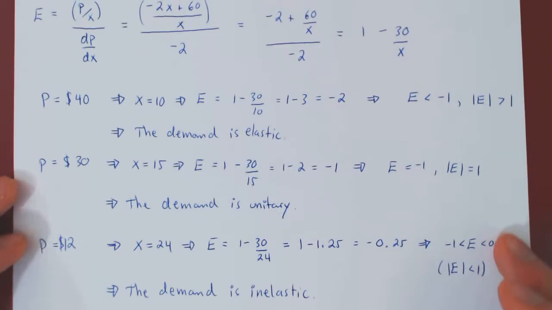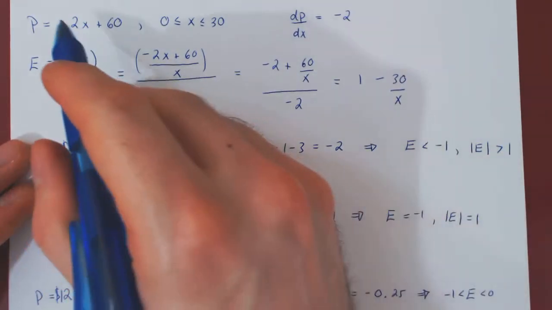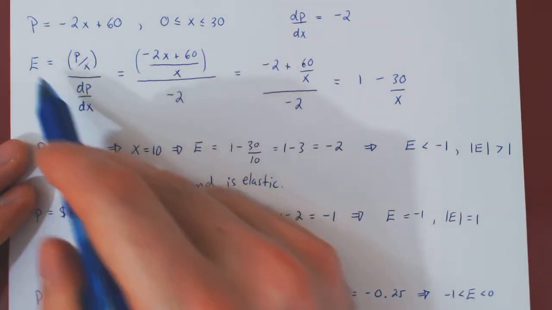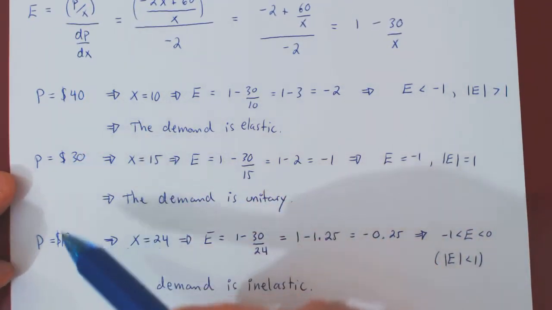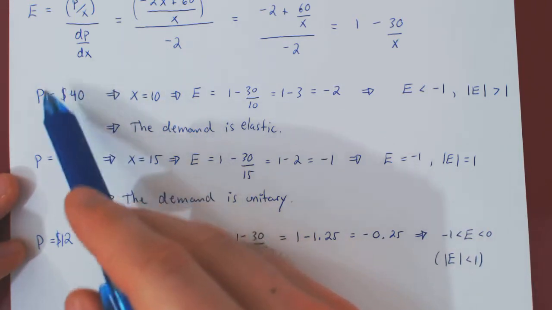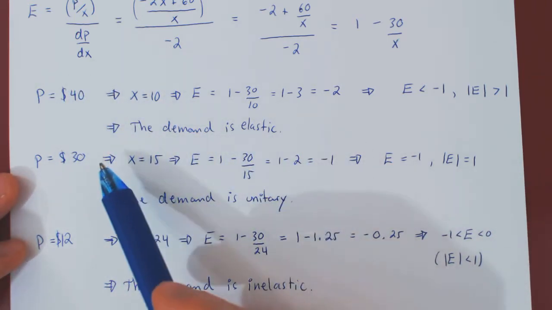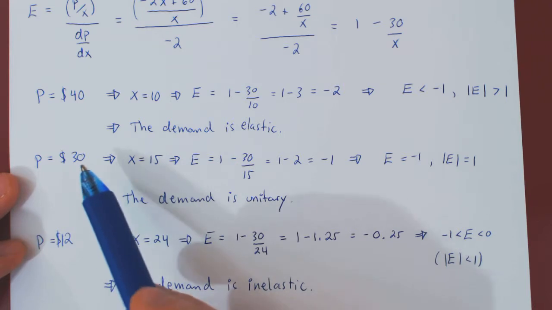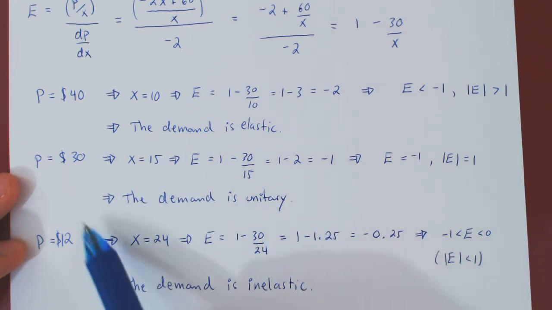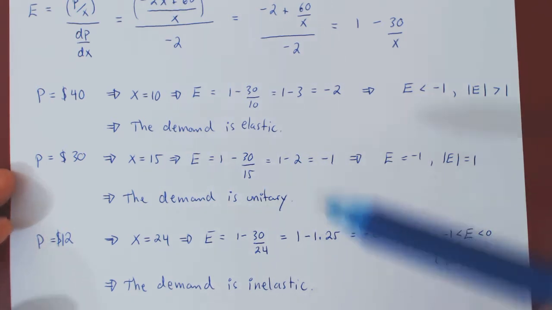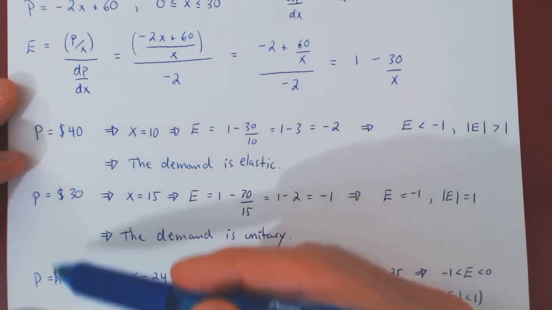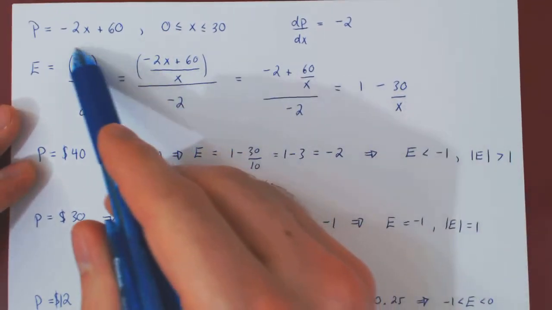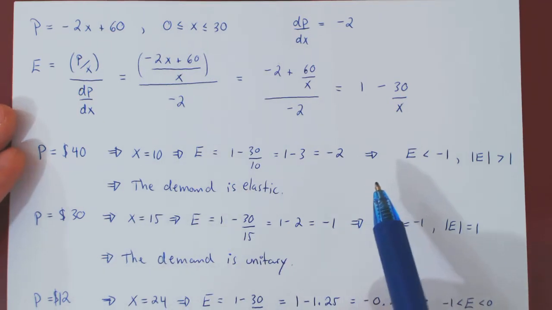And that's it. So we had here a given demand function with the corresponding price elasticity, and for three different values of unit price, we found that for $40 the demand was elastic, for $30 the demand was unitary, and for $12 the demand was inelastic. And this is how you calculate the price elasticity of demand given some unit price and a demand function. And that's it.